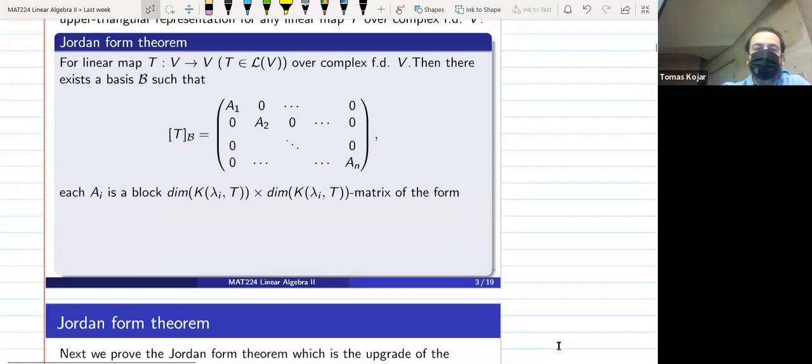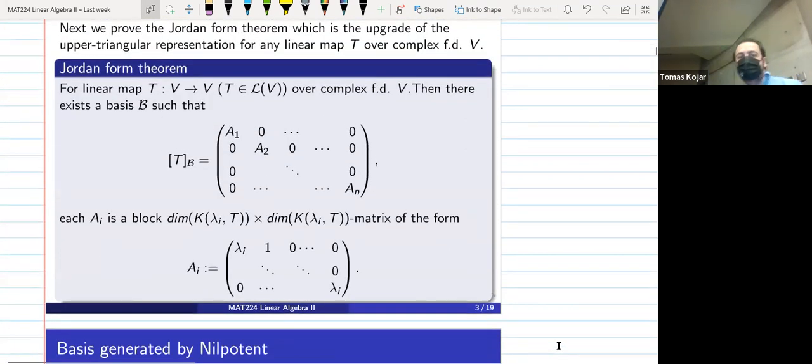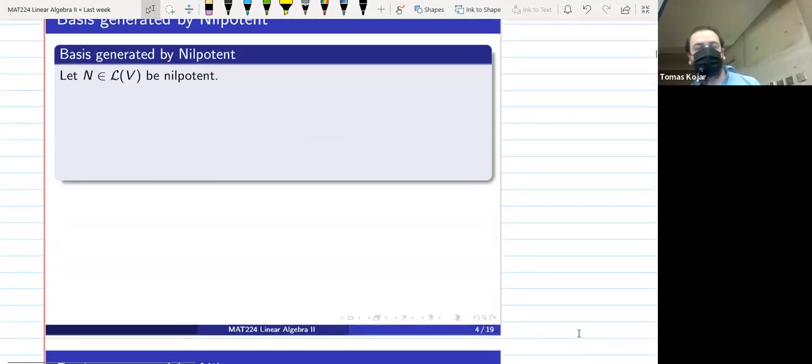Now we're going to prove the Jordan form theorem. You can find a basis B so that you can write the map in what are called Jordan blocks. Each of the blocks has the eigenvalue on the diagonal, and ones and zeros above that. Okay, so let's start the proof. Today will be more abstract than Wednesday. Tomorrow we'll do examples, and then Friday more examples. So this is the last proof.